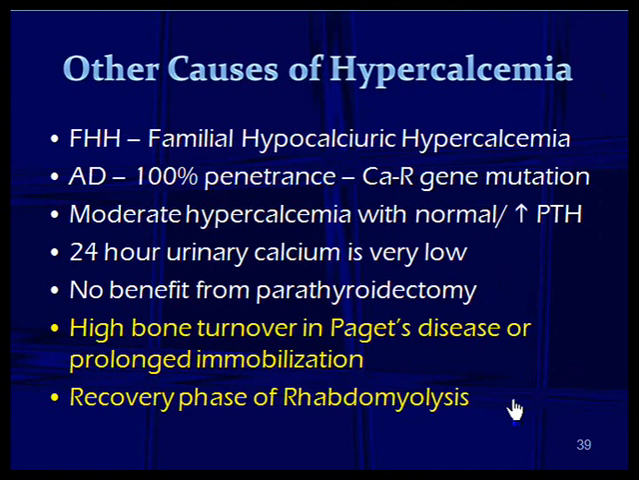Rhabdomyolysis. In rhabdomyolysis, what happens is the muscles are lysed, and in their place calcium is deposited. In the recovery phase of rhabdomyolysis, the calcium is again withdrawn from the muscles, and that extra calcium load is presented onto the kidney. The kidney will not be able to handle all that calcium. There will be hypercalcemia associated with nephropathy in the recovery phase of rhabdomyolysis.